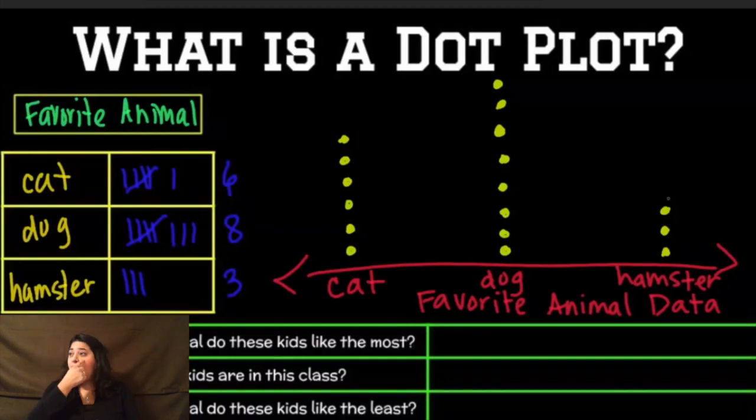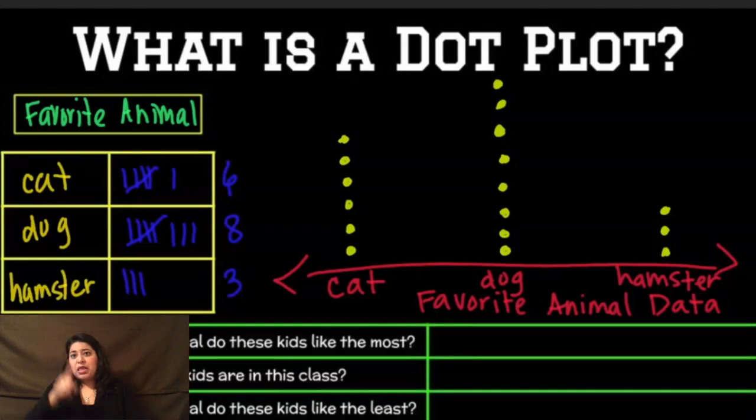Okay. So as you can see, this dot plot, it's pretty cool. It's pretty easy. I like that it's easy for my eyeballs to look really quickly at a dot plot, and I know exactly the one that has the most. I know which one that has the least. I mean, it's pretty user friendly. Okay, so let's practice answering some questions about it.